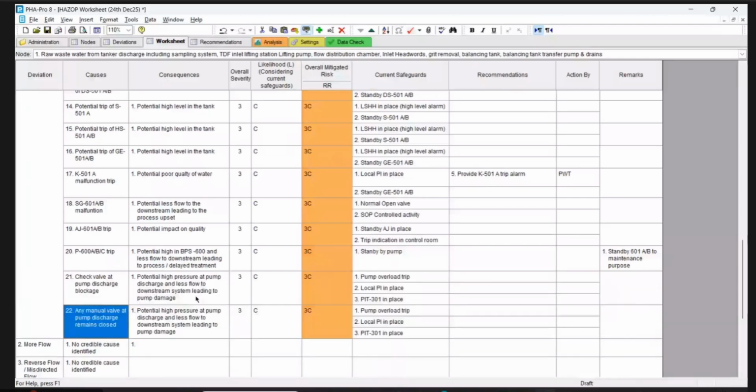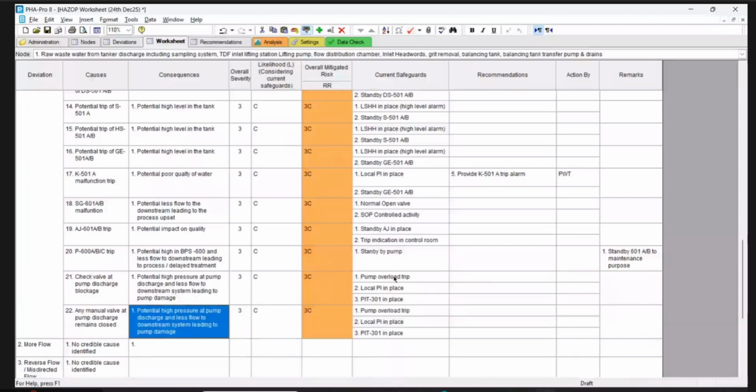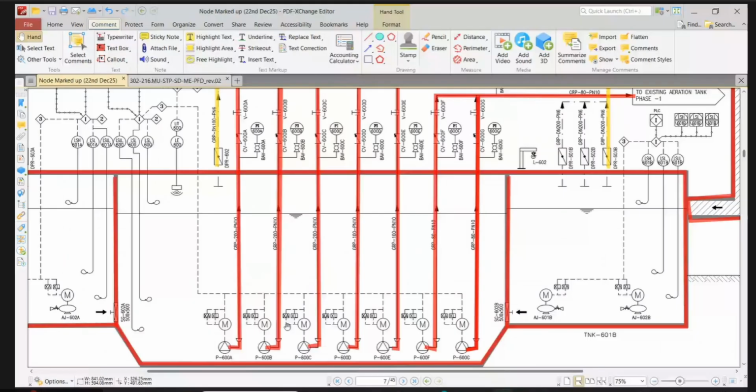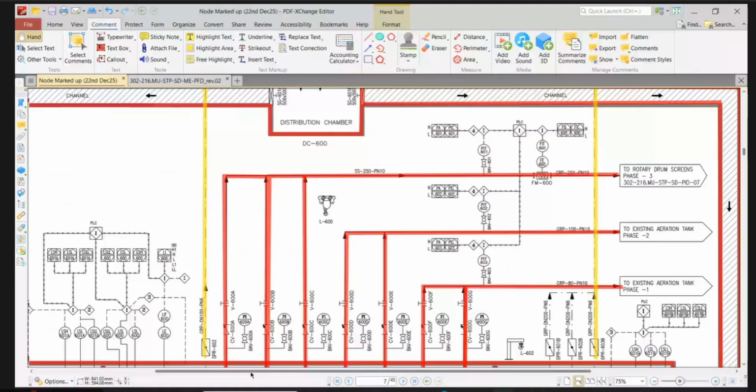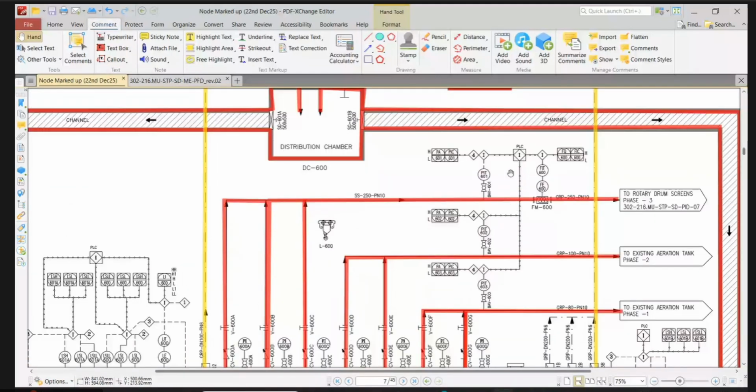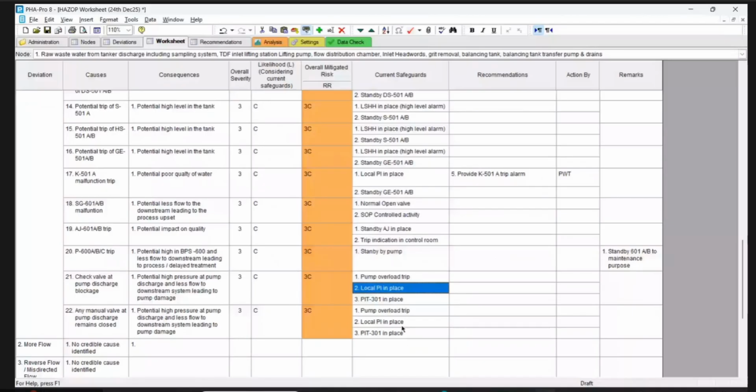Yeah. So pump overload trip is there. Pump overload trip, yeah, certainly. Yeah, it is there by default. Local PI is there. Yeah, local PI. Local PIT is also there. PIT 601 is also there. PIT 601. Yeah. So we are okay.